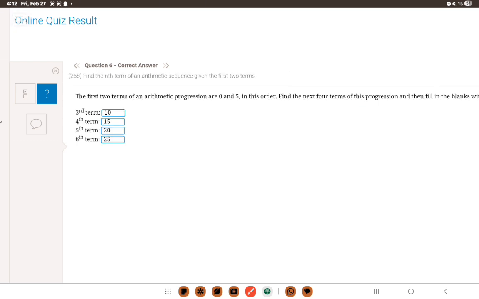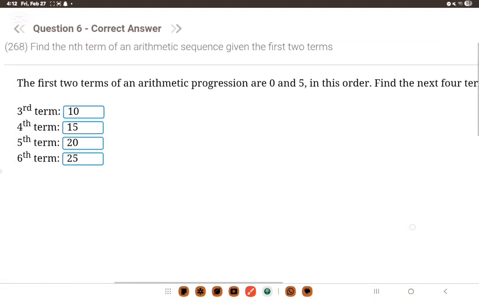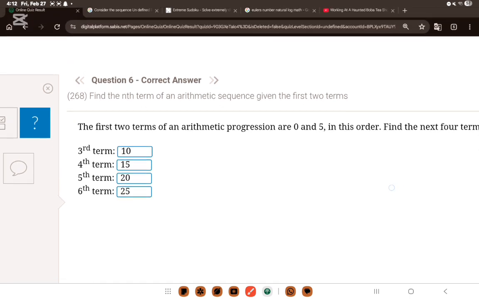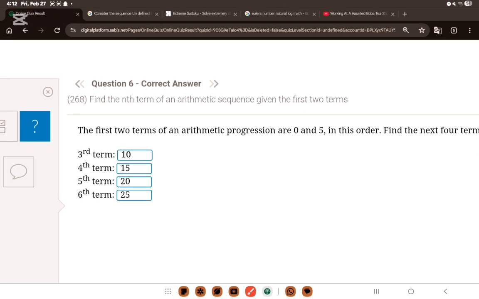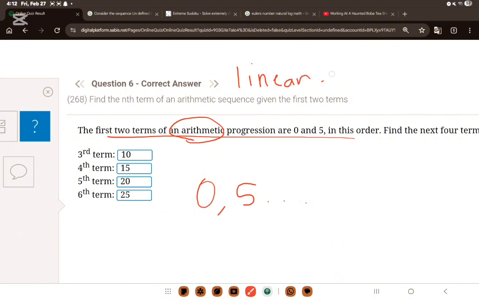Now, here we go. We have the first two terms, 0 and then 5, and we need to find the remaining terms. If you're lazy and smart, you can recognize that an arithmetic progression is a linear sequence, so the difference is constant. You can just do plus 5, plus 5, plus 5, plus 5, plus 5.